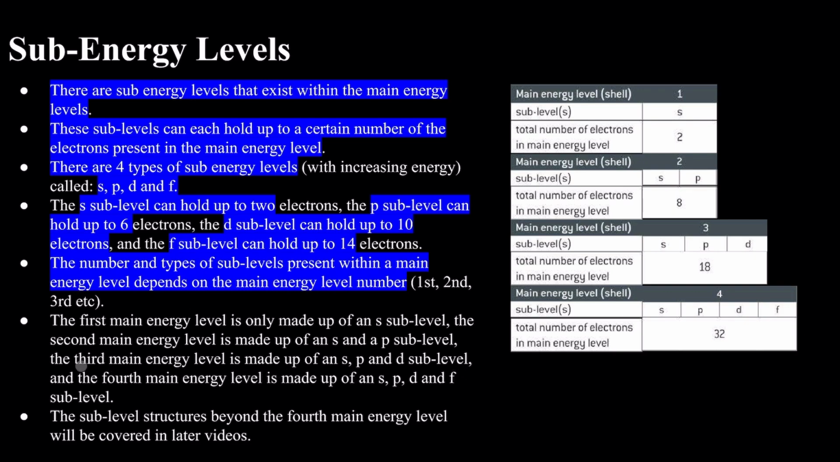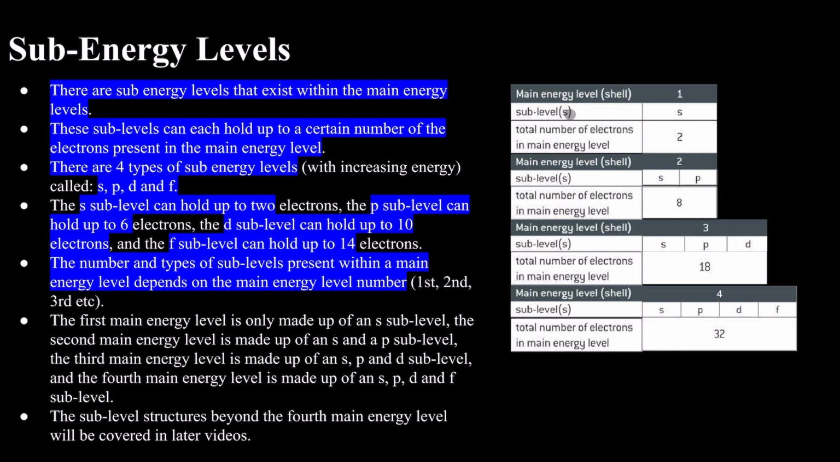And the fourth main energy level is made up of an S, P, D, and F sublevel. So the fourth main energy level has all the sublevels present. So the fourth main energy level is made up of all the sublevels we're talking about here. And the sublevel structures beyond the fourth main energy level will be covered in later videos. So here you can see we're talking about the first main energy level, here about the second, third, and fourth.